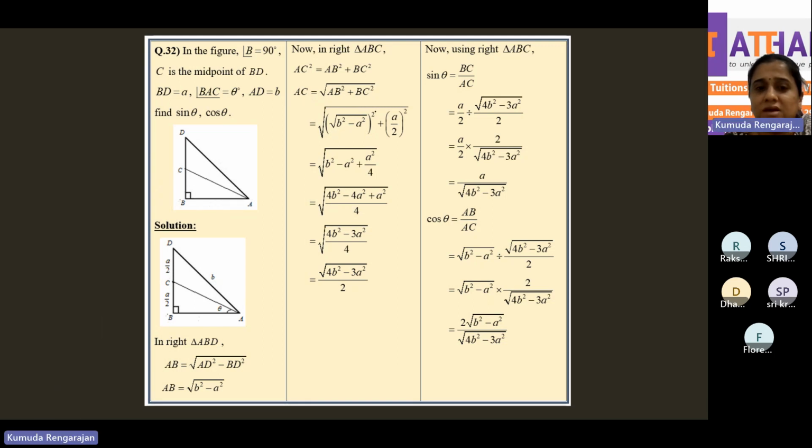See children, AC is equal to square root of AB square plus BC square, Pythagoras theorem. Then that is equal to square root of, substitute the values. Now the square and the square root is eliminated. So you will get square root of B square minus A square plus A square by 4. Common denominator. Then minus 4A square plus A square is minus 3A square. So it will be the square root of the numerator divided by square root of 4 is 2. So 2 is out of the square root because square root of 4 is 2.